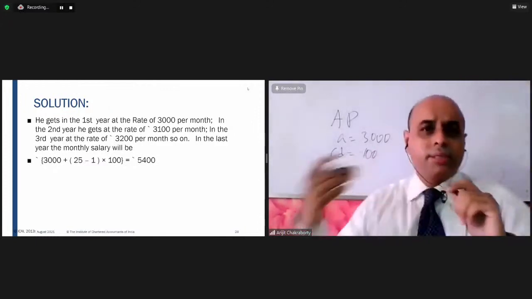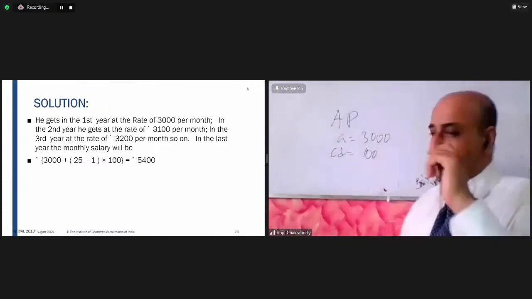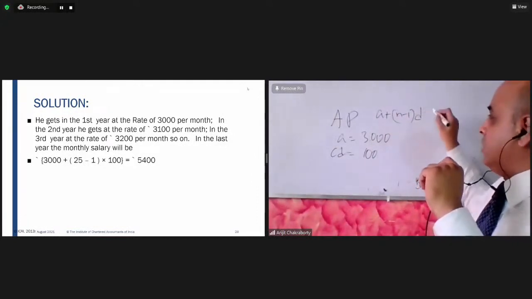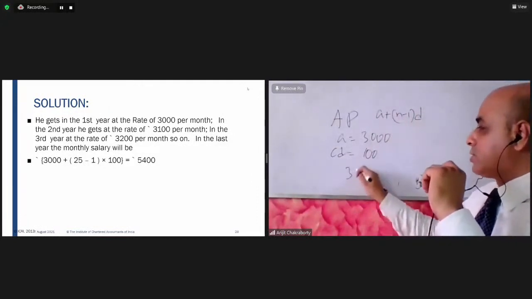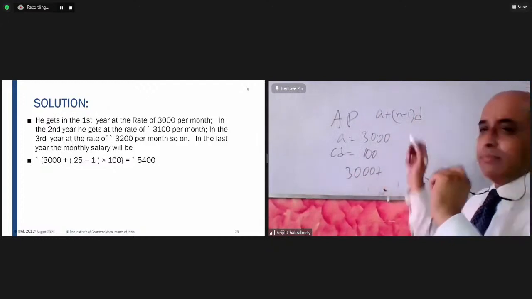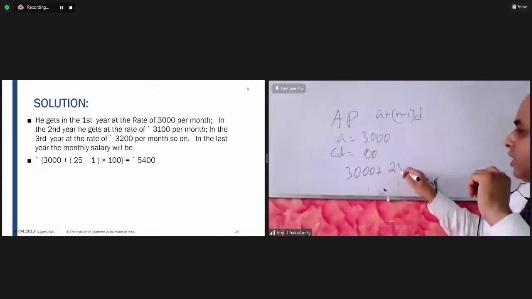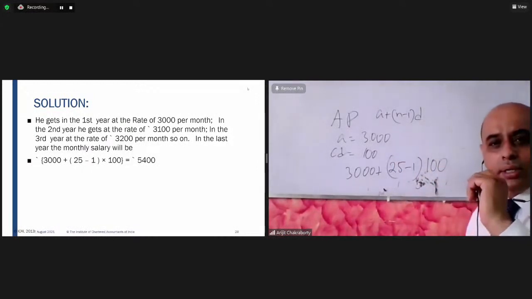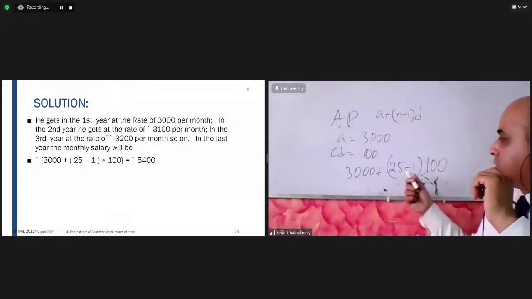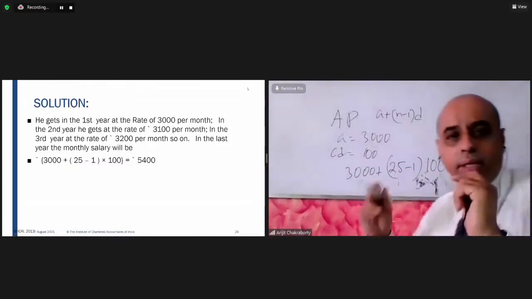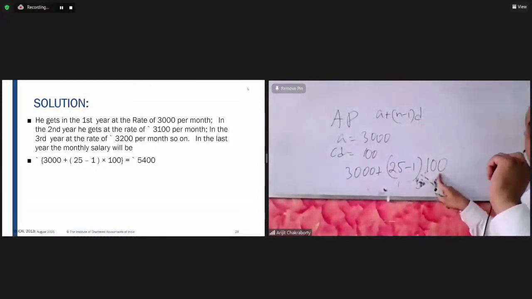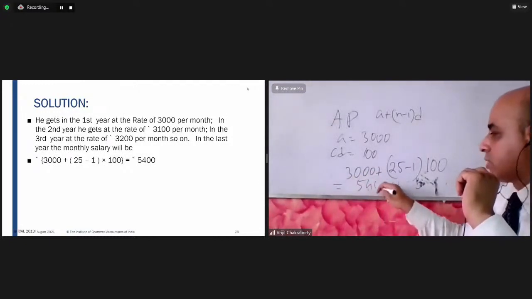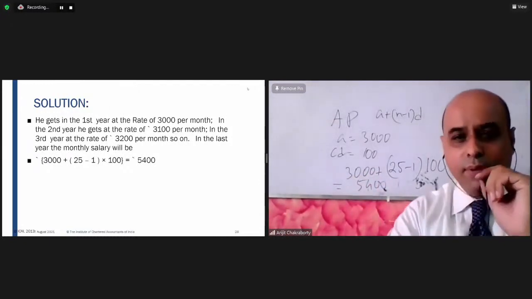So the final salary in the 25th year will be, by the formula, A plus (N minus 1) into D. So here A is 3,000 plus (N minus 1), N is 25 minus 1, into D. D is 100 rupees. So if you work it out, 25 minus 1 is 24. 24 into 100 is 2,400 plus 3,000. So it becomes 5,400. First part is done.